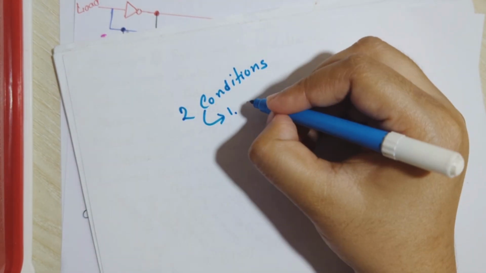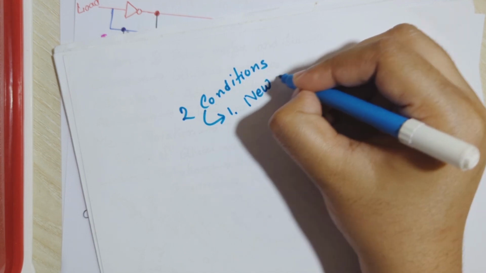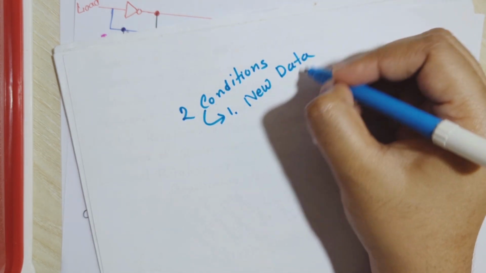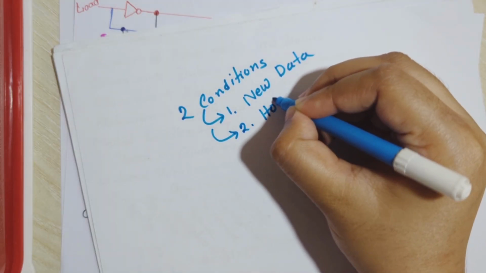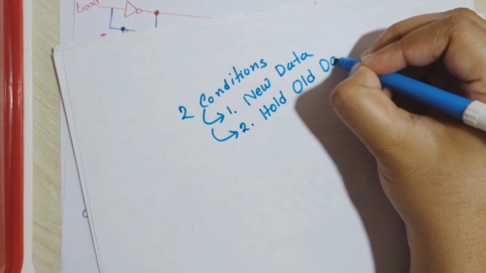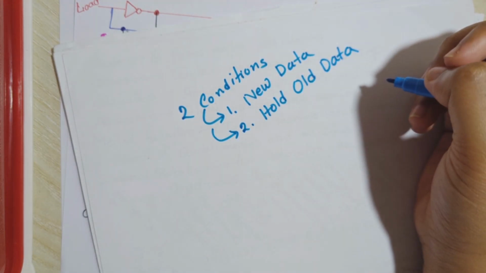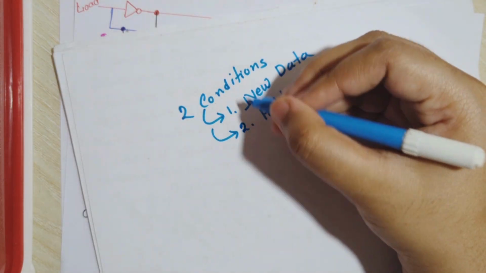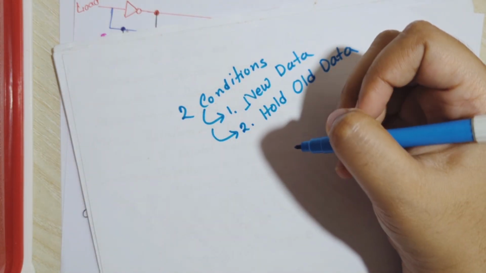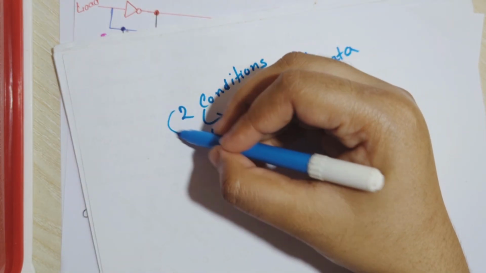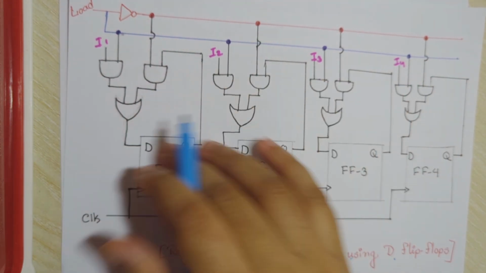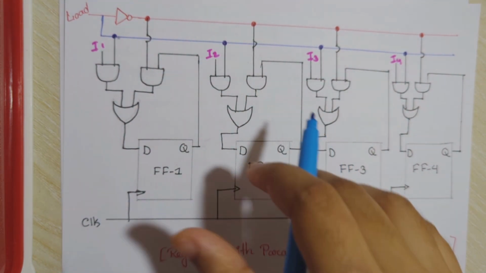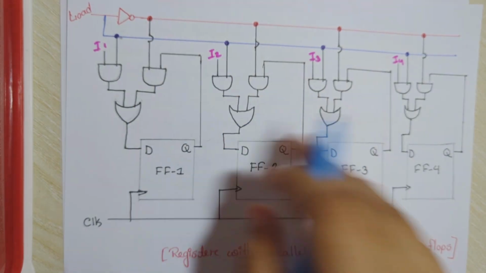One is we want to store new data. One means we want to load new data in our registers, and second is we want to hold our old data, means we want to ignore the new data. So let's see how the load should be connected to our circuit that will fulfill both conditions. For the D flip-flop, this is the arrangement of the circuit diagram. This is how we should connect the load into our circuit.